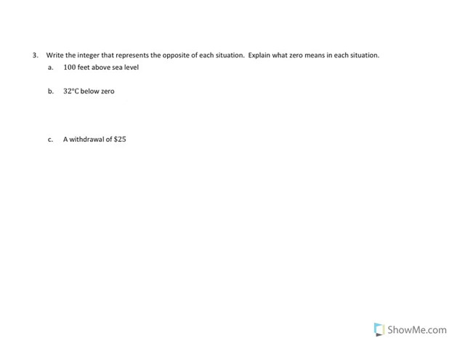Now we're asked to write an integer that represents the opposite of each situation. And then we also need to explain what the 0 means in each situation. So that's where it gets kind of tricky. All right, so the first one, A, if we're going to write the integer, A is 100 feet above sea level. Well, we know that above means positive. So if we're going 100 feet above sea level, that's going to be positive 100. However, that's not the answer, because we need to write the integer that represents the opposite of this situation. So the opposite of 100 is negative 100, and that's the correct answer for A.